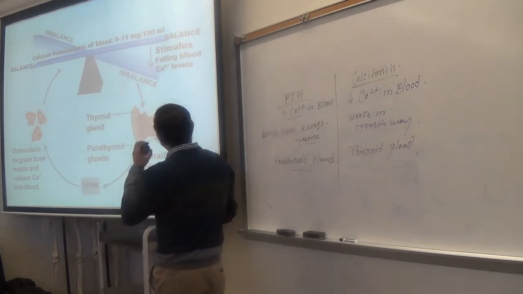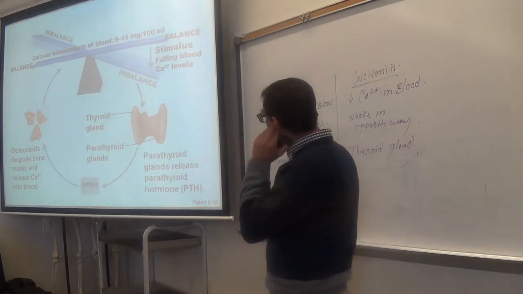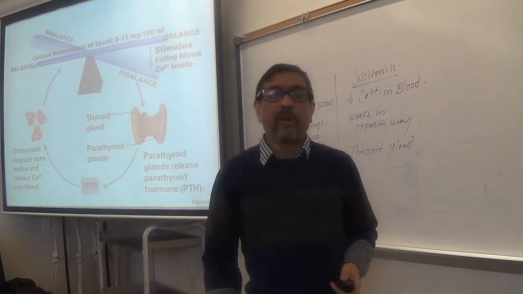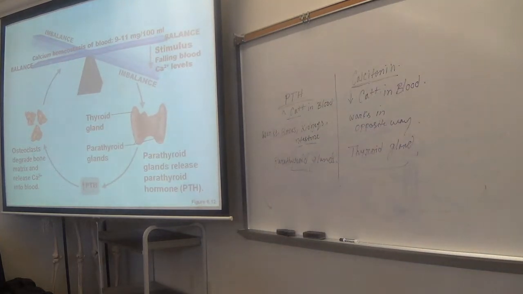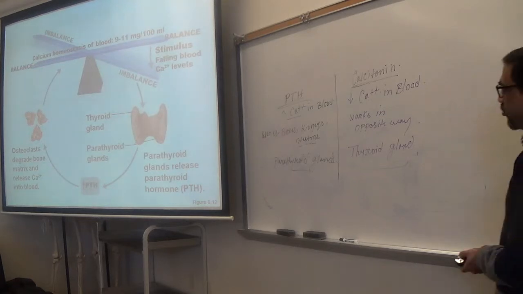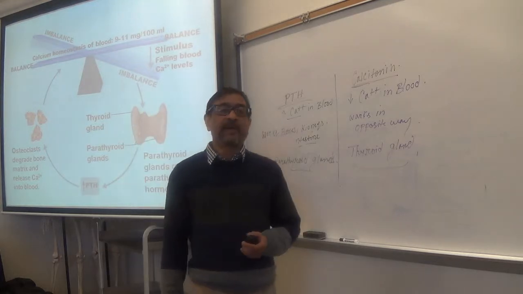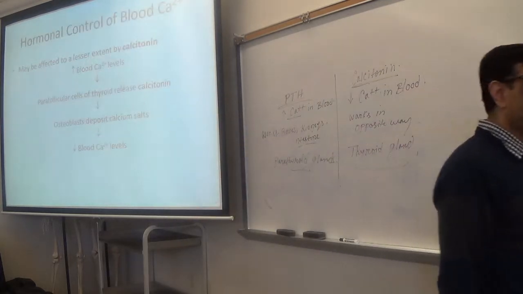Now, what is the normal concentration of calcium? You need to know that. Write it down or mark it. 9 to 11 milligrams per 100 milliliters of blood. Very important mineral. That is the concentration, 9 to 11 milligrams per 100 milliliters of blood. If it goes below 9, that is hypocalcemia. If it goes above 11, hypercalcemia. Okay.